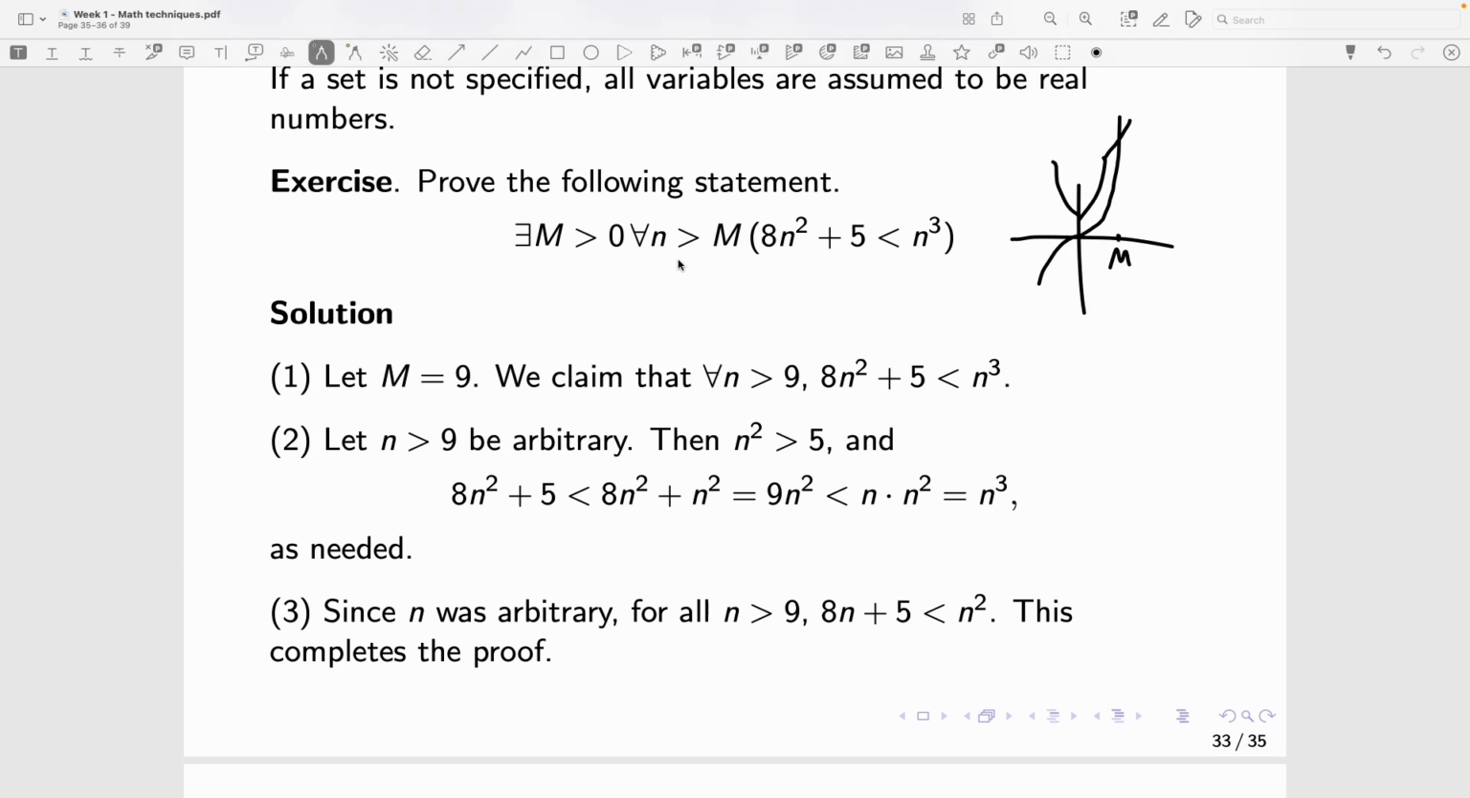Remember, we want n is greater than m, so we start our formal proof with m equals 9. And the rest is sort of our rough work in reverse. We have m equals 9, which we just figured out by playing around with the inequality that we want to prove. And now we're proving that it fits in.